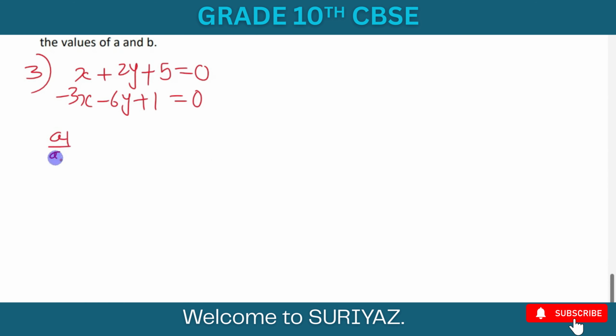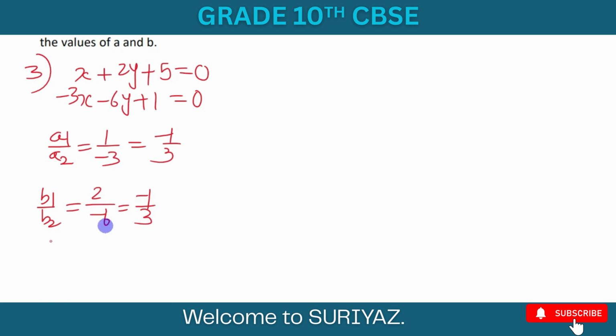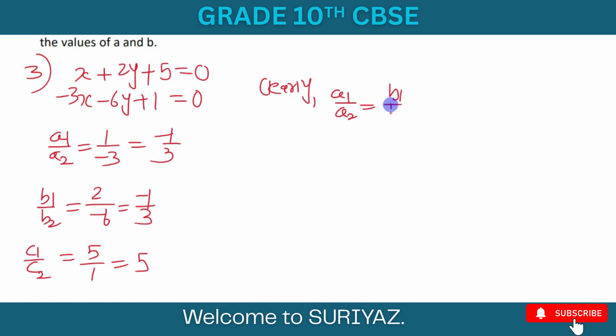First we'll do a1 upon a2. a1 is 1, a2 is -3, so this is -1/3. Then b1 over b2, so 2 upon -6, which is also -1/3. And finally c1 upon c2, which is 5 over 1, which is only 5. So very clearly we can see which condition is satisfied: a1/a2 is equal to b1/b2 but not equal to c1/c2. So this is the condition of no solution.